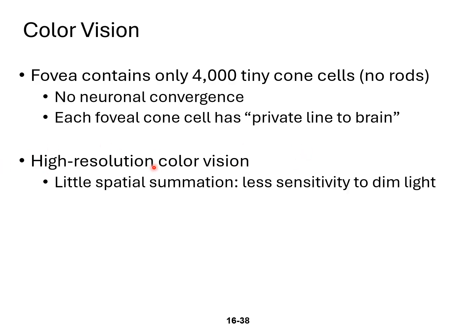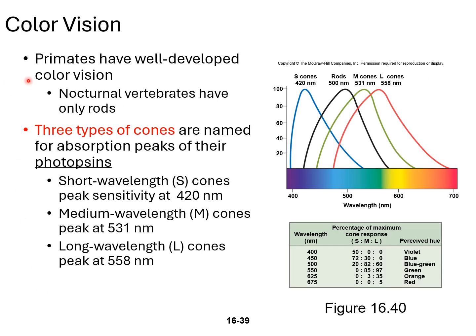And high resolution color vision has little spatial summation and is less sensitive to dim light because it needs high energy photons to activate these cone cells. So primates have well-developed color vision. Nocturnal vertebrates sometimes only have rods. Nocturnal because they feed at night, so they have lower wavelengths of light to deal with.